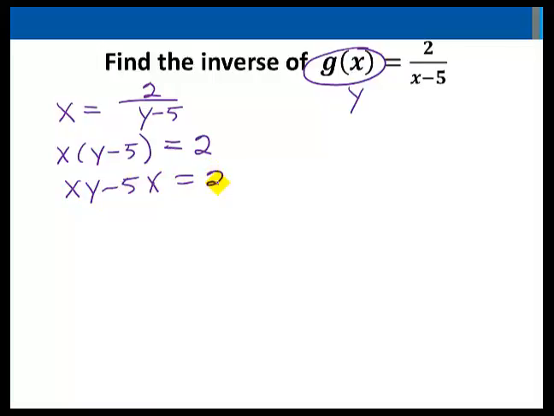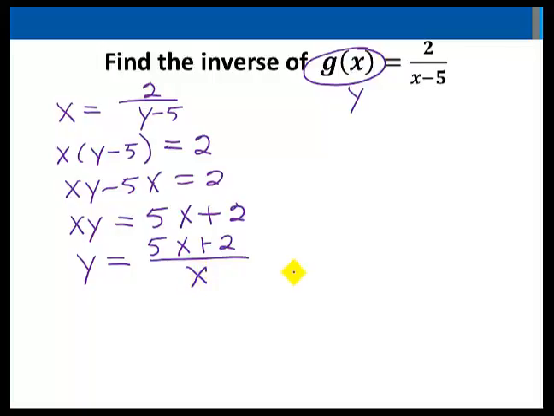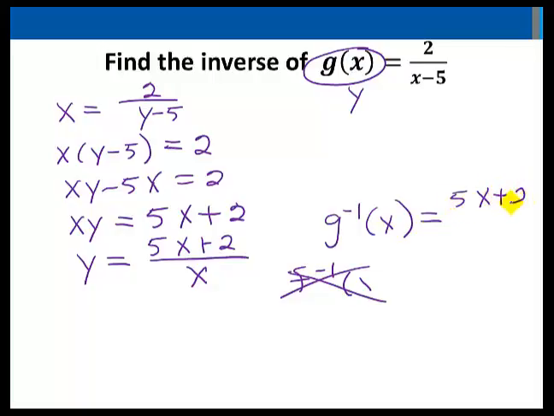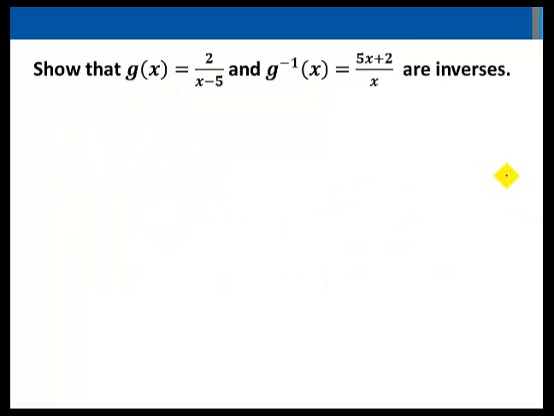Remember, we're solving for y, so let's isolate the xy term on the left side by adding 5x to each side, and then divide through by x. We get y equals 5x plus 2 over x, and this is our inverse function. The only thing left to do is call it f inverse of x. Whoa, I'm sorry, this should be g inverse of x. G inverse of x equals 5x plus 2 over x.